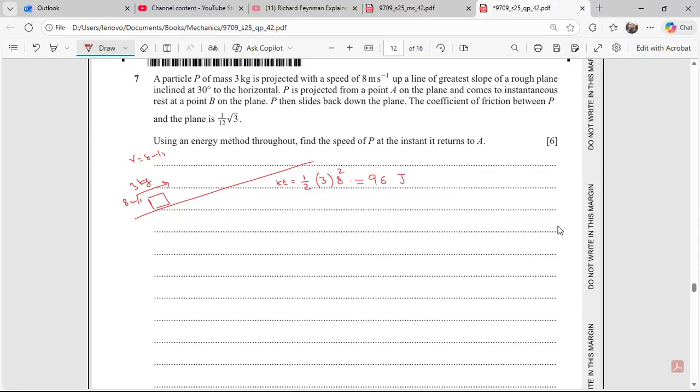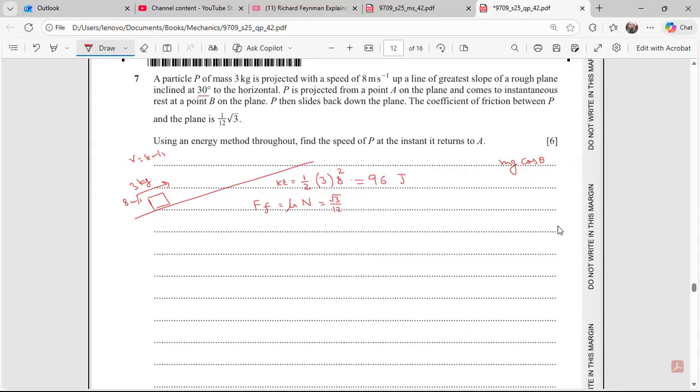Okay, now what's the frictional force? What's force of friction? Remember, it is the coefficient of friction into the normal force. Coefficient of friction is given as this one, so this is under root 3 over 12. And this normal force is, you remember, mg cos theta. Do we know the angle? Yeah, angle is given as 30 degree.